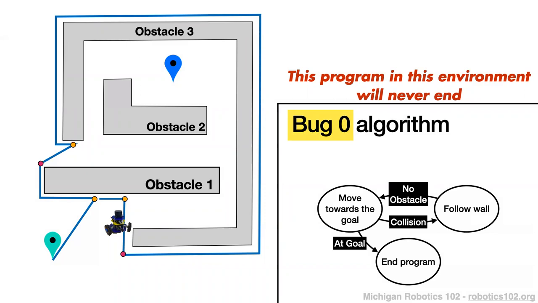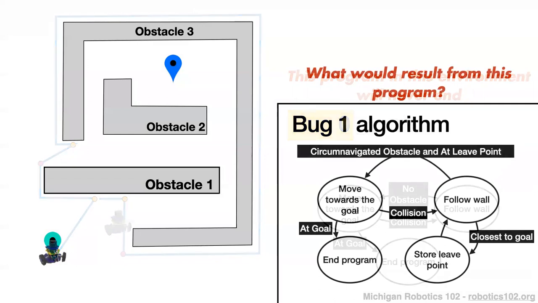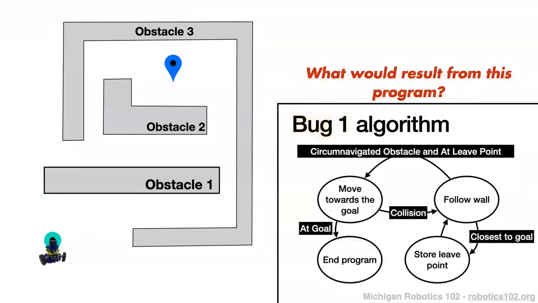One thing we can do instead of using bug zero is we can use something else. There's a number of bug algorithms. Instead, we could do bug one. And so this is the finite state machine for bug one. I probably should not ask you to read a finite state machine off the top of your head and just tell me what would happen, but I'm going to ask you. Here's a finite state machine for bug one. And what do you think would happen if we executed this bug one algorithm?